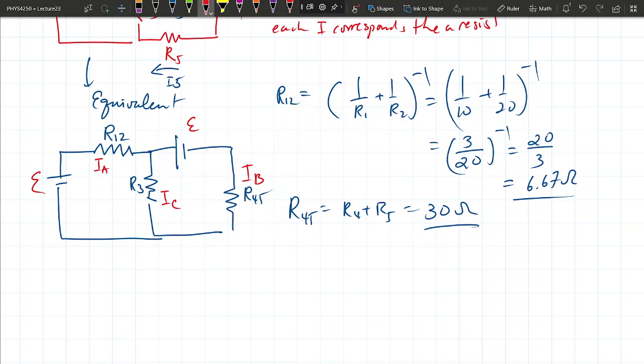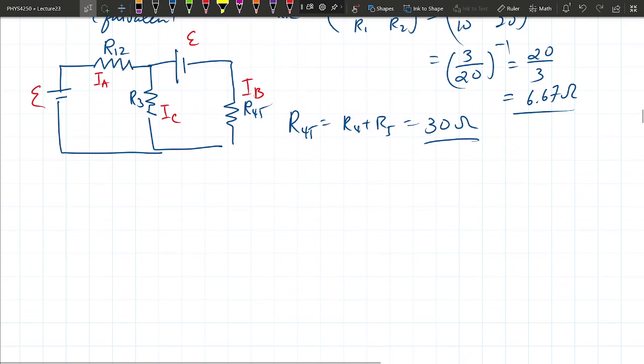So what should I do next? Any idea? What are the Kirchhoff's laws? Anyone? Everyone? Which one should I use? I'm sorry? The loop law. Okay, both of you could have said either one. We could have done either one first. But yeah, let's do the loop law.